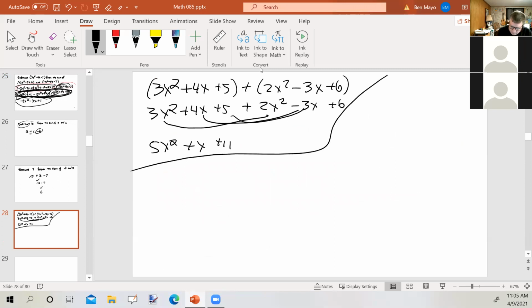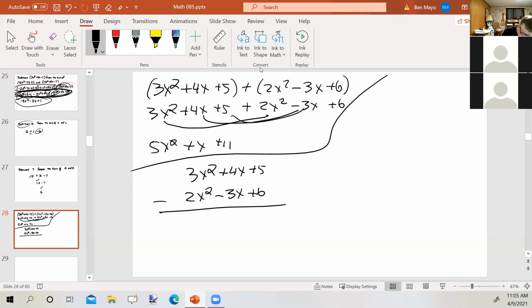Now, what if instead I wrote it this way? I had 3x squared plus 4x plus 5, and then I had 2x squared minus 3x plus 6. And it says use vertical form to add the polynomials. So I'm going to add these together. 5 plus 6 is 11, so that's a plus 11. 4x minus 3x would be plus 1x, and 3x squared plus 2x squared would be 5x squared. So we get the same answer.